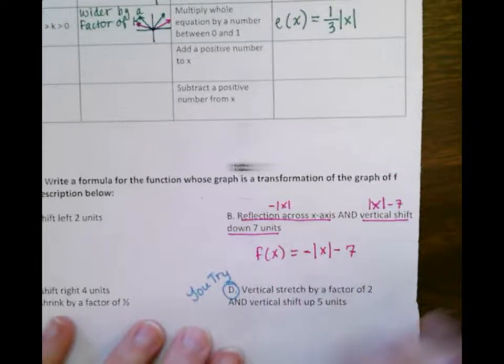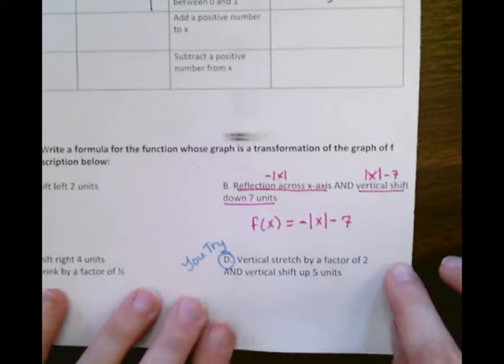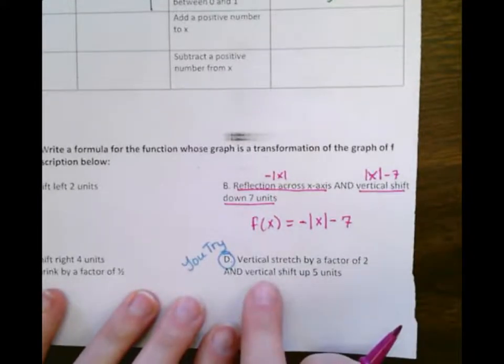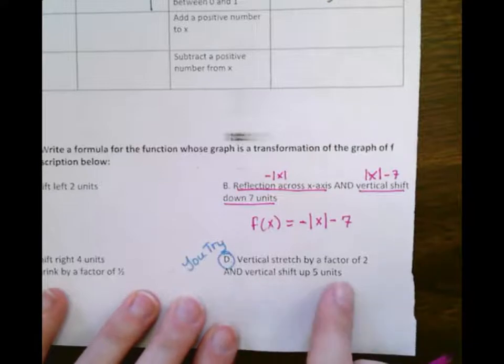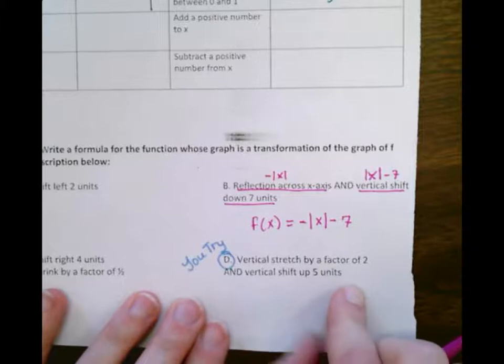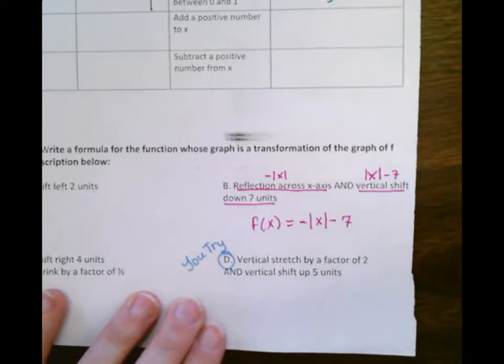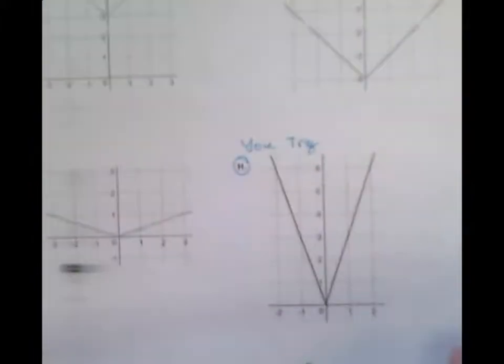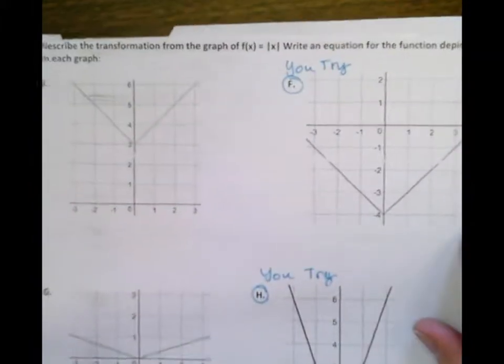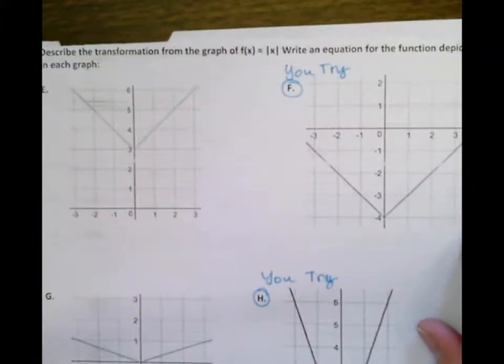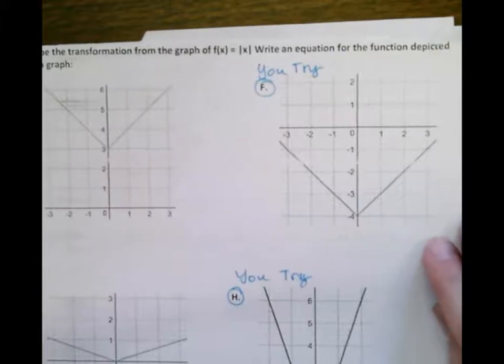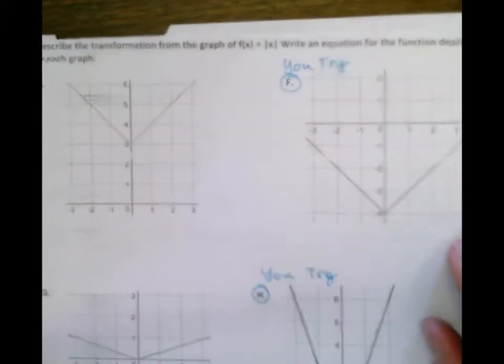Okay? So what I want you guys to try is, can you write an equation that will do a vertical stretch by a factor of 2 and a vertical shift up 5 units? So you guys try that one. Okay, you can pause the video, but I'm going to keep moving onto the second page of the notes. So on the second page of the notes, I'm giving you a graph, and I'm asking you to write the equation and describe the transformation.